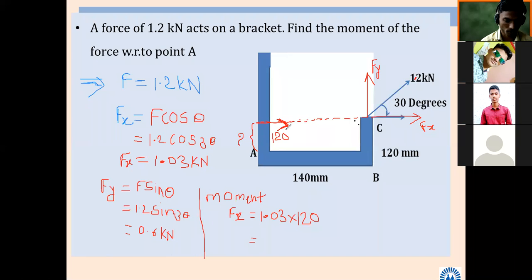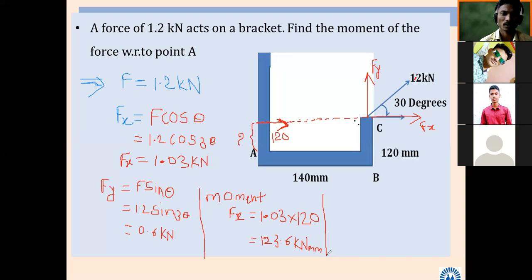So 1.03 into 120. How much is it? 123.6. What will be the unit? Kilonewton millimeter. No issue. Whatever unit is given, you can take. Not necessary to convert. You can take it as it is. So your unit will become kilonewton mm. Why go into unnecessary depth?